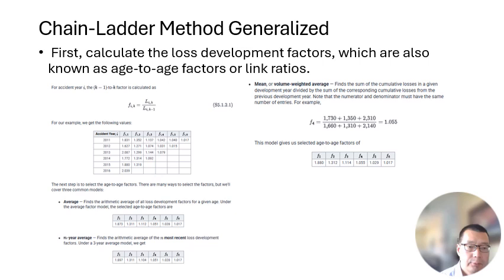One is just simple averaging. The other one is the n-year average. Find the average of the most recent loss development factors. It uses a 3-year average. We get F1, which will still be the same as F1. F2 will still be the same as F2. But F3 here is calculated by averaging all 3 of these, F1, F2, F3 together. Then again, F4 will be the average of F2, F3, F4.